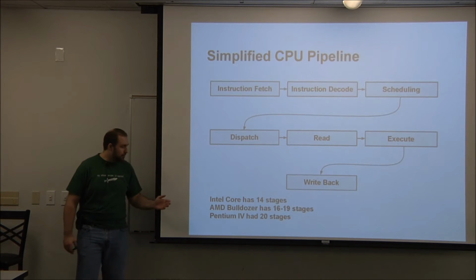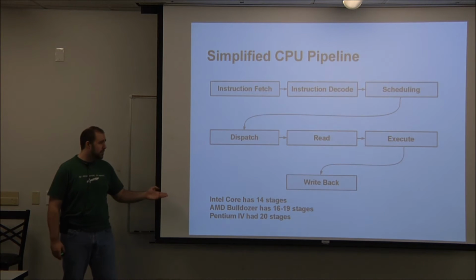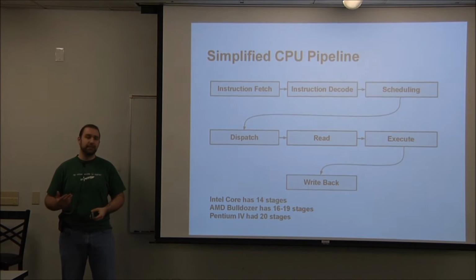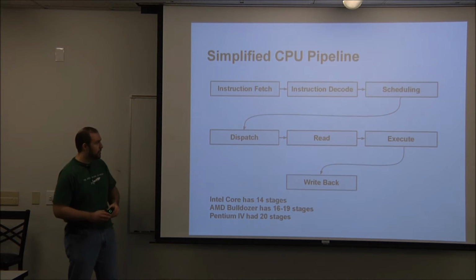And just to give you an idea of real CPUs, the current Intel cores have about 14 stages. The Bulldozer has 16 to 19. And then Pentium 4 had 20, which many of you may remember. Pentium 4 is not known for being a speed demon. That's one of the reasons.